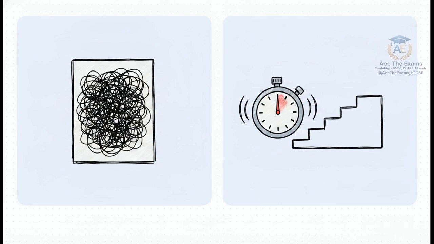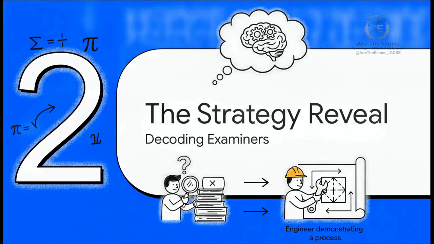But you know what the examiner sees? They see a skipped process, an unproven leap of logic, and they immediately give 0 method marks. Both of these approaches, raw memorization and rushing, lead straight to a page full of red pen marks. So how do we fix this? That brings us to Section 2, the strategy reveal.